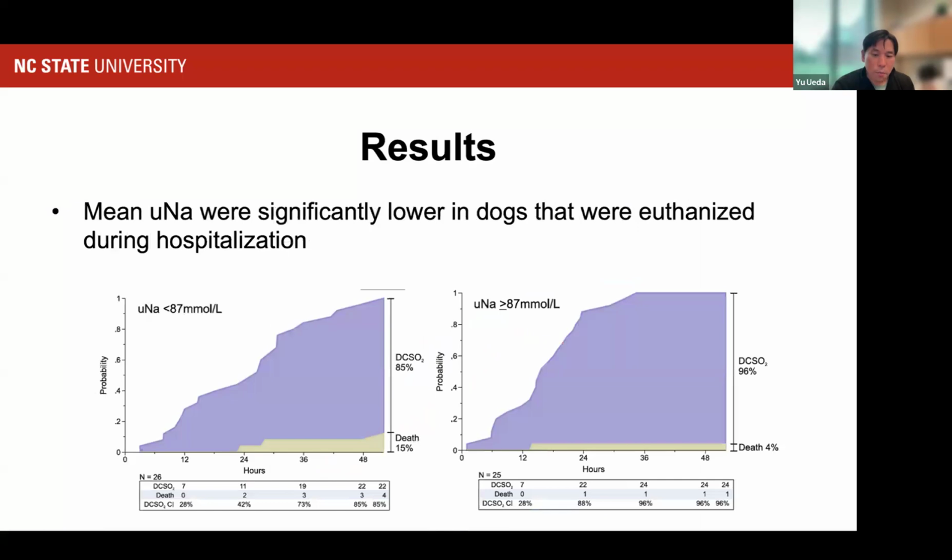And also, if they compare the outcome, especially the rate of euthanasia and death during the hospitalization, the patients who had a lower urinary sodium concentration, again, less than 87 millimole per liter based on regression analysis, had a significantly higher rate of euthanasia compared to patients with higher urinary excretion of sodium, more than 87 millimole per liter in concentration. As you can see, that difference is very big. Death in the lower urinary sodium concentration group is like 15%, and the patients with higher urinary sodium excretion in the urine had a death and euthanasia rate of 4%.